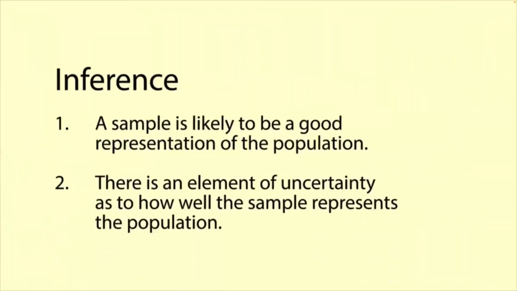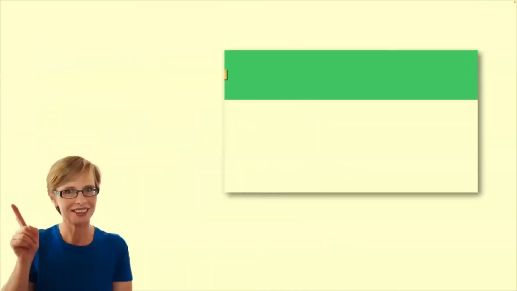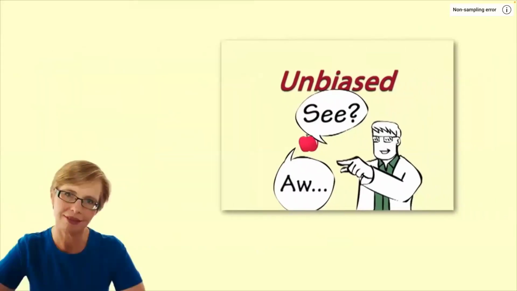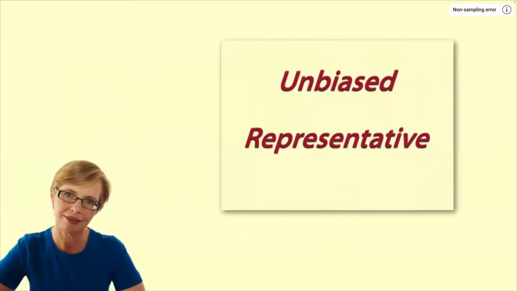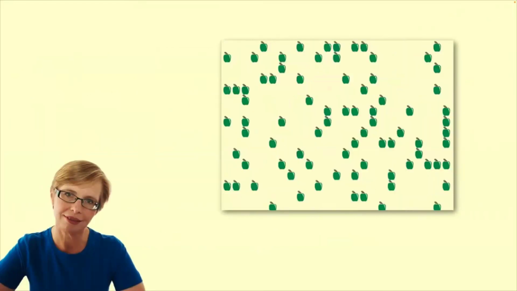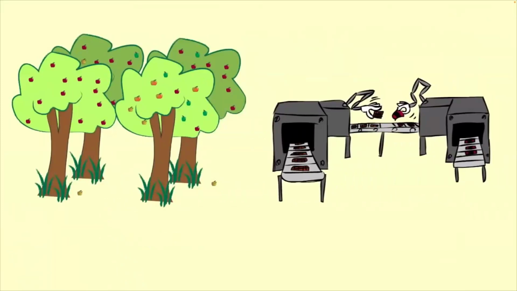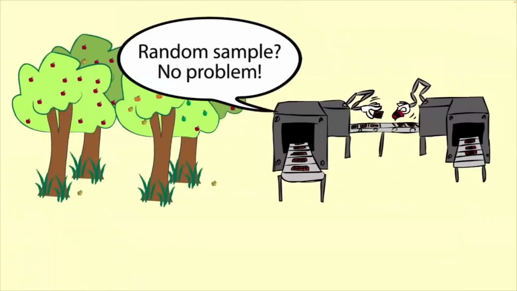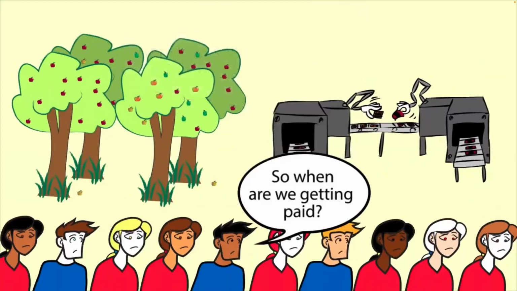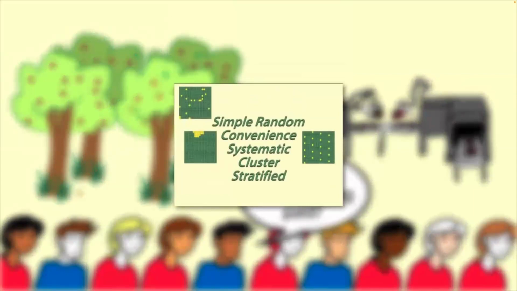The third principle is the way the sample is taken matters. This principle relates to non-sampling error, which we also have a video about. The sample must be representative of the population, and this happens best when each person or thing in the population has an equal chance of being selected in the sample. In natural or manufacturing processes, we may be able to take random samples reasonably easily. However, when our population consists of people, this can be more difficult and costly, so we do the best we can. We explain this further in our video on sampling methods.